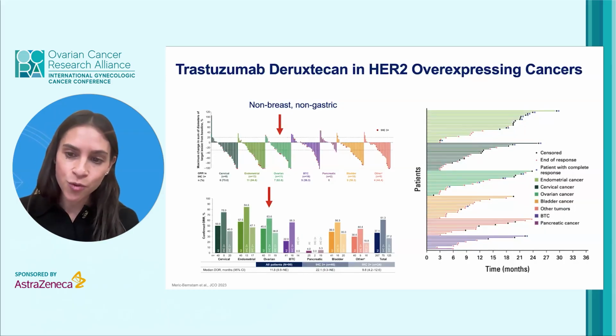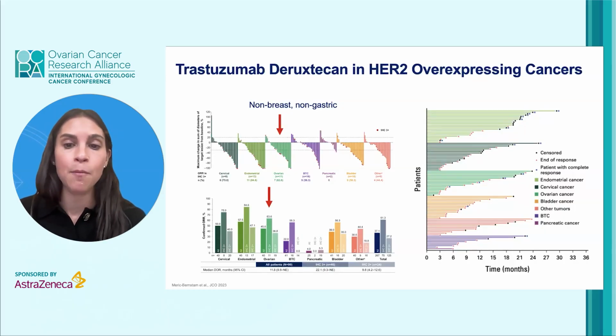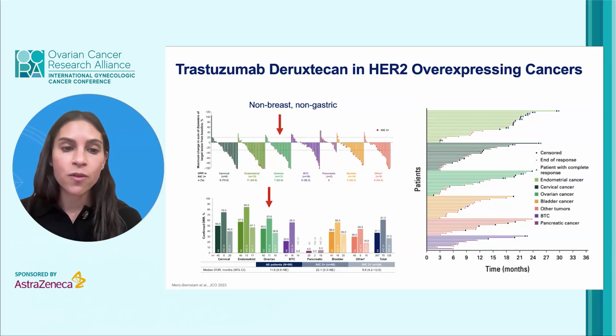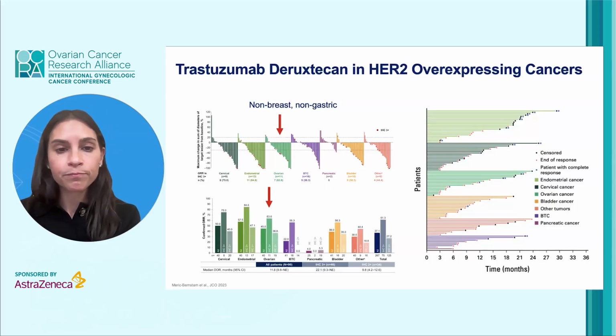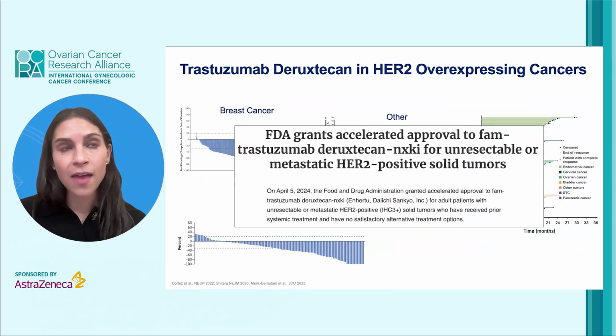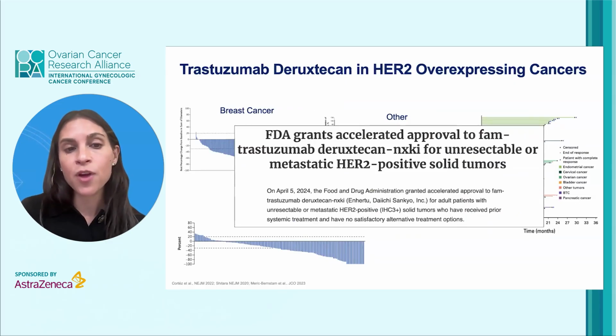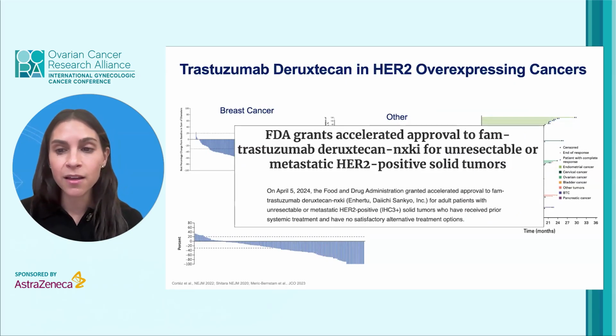It wasn't just that their cancer shrunk, but they were on the treatment for a long time. Many were on for over a year. So that is giving a sense of the durability of the treatment. And so based on the totality of this evidence, trastuzumab deruxtecan was FDA approved to patients that have HER2 positive solid tumors, regardless of the cancer origin.